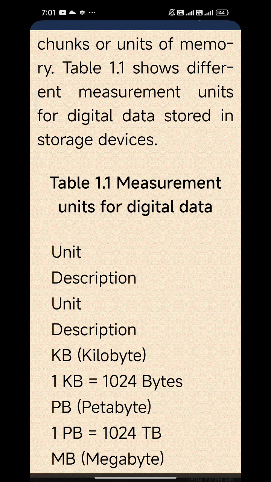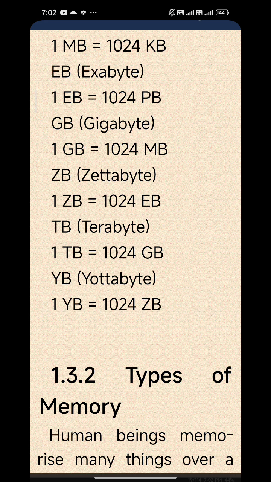Table 1.1 Measurement units for digital data. Unit description. KB kilobyte: 1 kilobyte is equal to 1024 bytes. PB petabyte: 1 PB is equal to 1024 terabytes. MB megabyte: 1 MB is equal to 1024 KB.